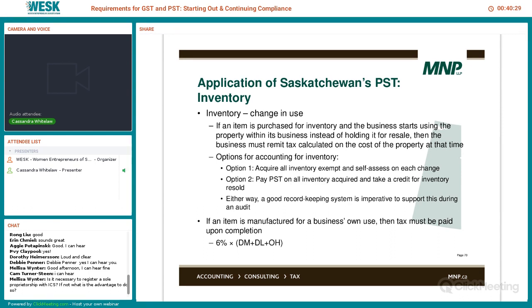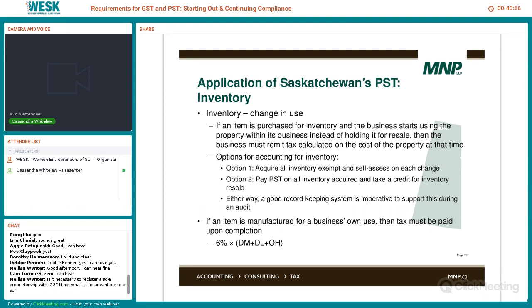Alternatively, if you find that you're buying more of your inventory for use in your business and only reselling a few things, then you can pay PST on all of your inventory purchases and take a credit on your PST remittance for any inventory that you've resold. Whichever way you do it, you're going to want to make sure that you have a good record-keeping system and that everything's documented.